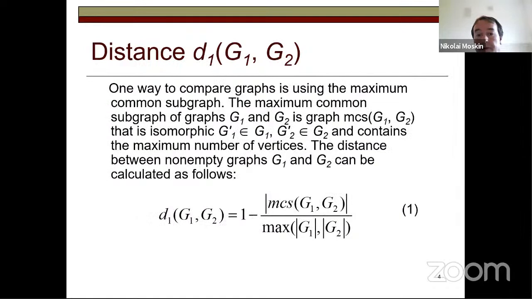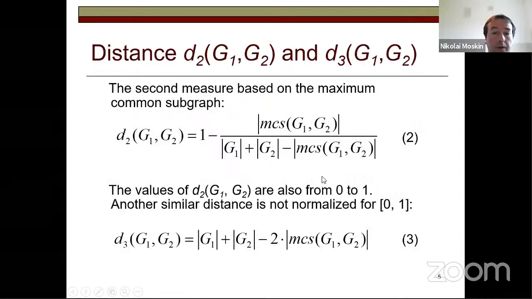One way to compare graphs is using the maximum common subgraph. You can see the first metric, this metric using the maximum common subgraph. And here you can see an example of D2, D3, also metrics that use the maximum common subgraph. The values of D2 are also from 0 to 1, but another similar distance is not normalized for the segment from 0 to 1.